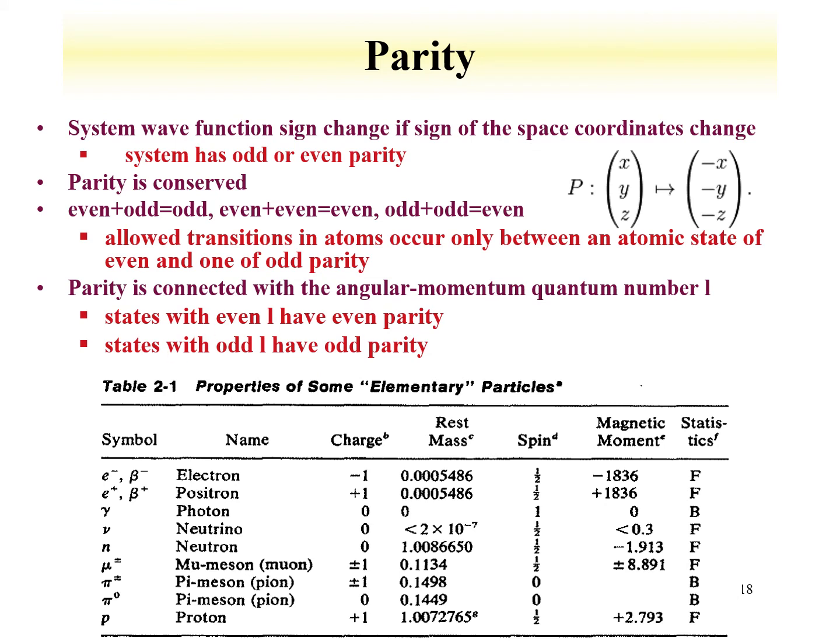And as a review, here are some properties of elementary particles: charges, rest mass, spins, magnetic moments, and what sort of statistics they follow. And we've talked about the electron, photon, positron, neutron, and then proton within this lecture.